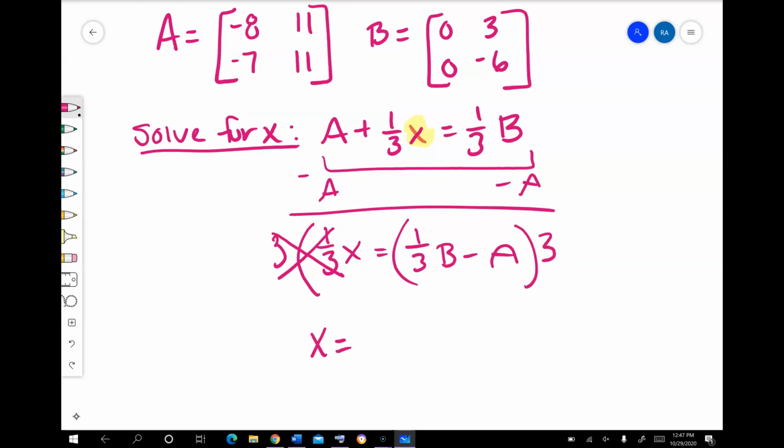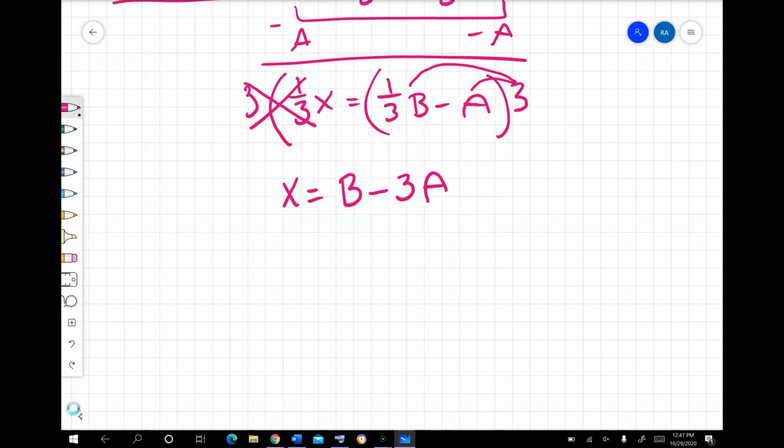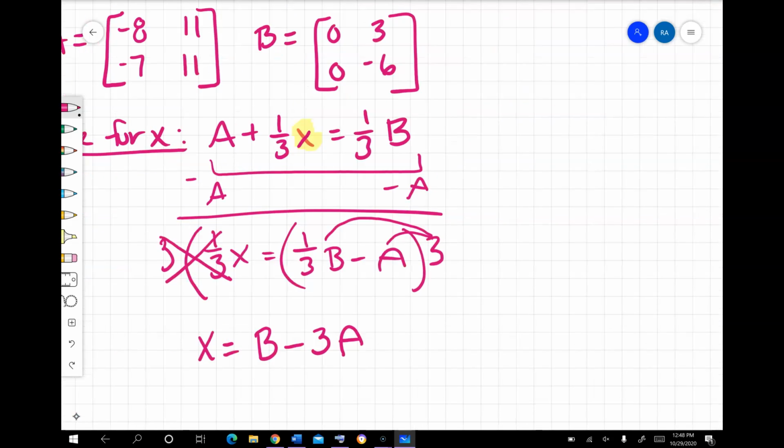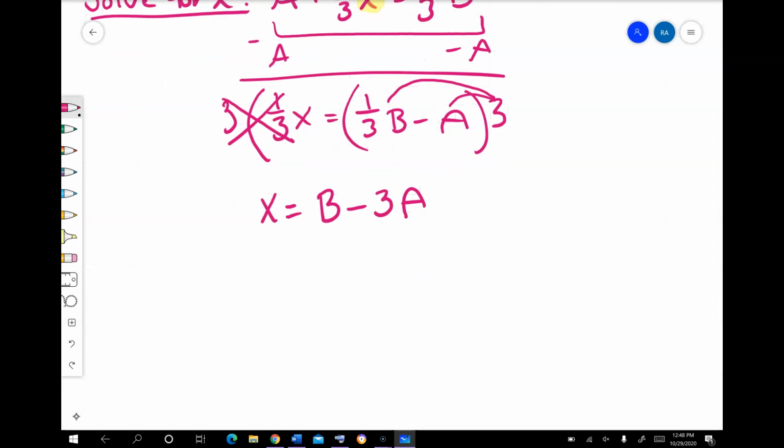Now I need to distribute this 3. 3 times 1/3, if it cancels out over here, it's going to cancel out over here. So it's B minus 3 times A, which is going to be 3A. Now that we've got that, let's input the matrix, because x is by itself. This is going to be like what we did the other day with scalar matrices. So I'm going to input the matrix.